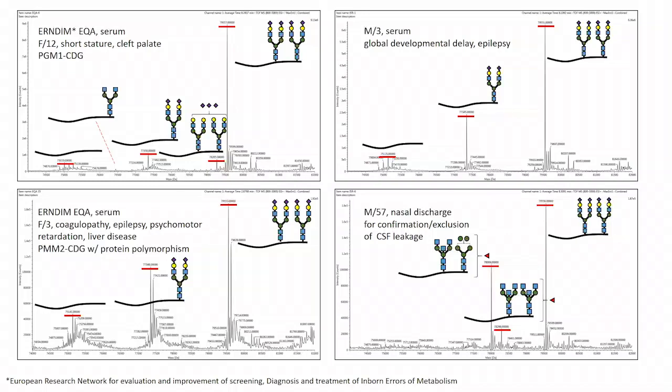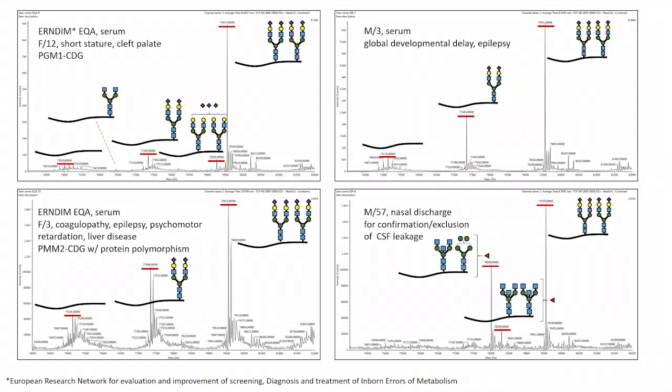And then on my left-hand side are two positive cases in our hospital. The first one is a 3-year-old boy with global developmental delay. This is a serum sample. And again, we can see the presence of a very strong peak of disialotransferrin, as well as a minor peak of the asialotransferrin, which suggests that the patient may have a type 1 CDG.